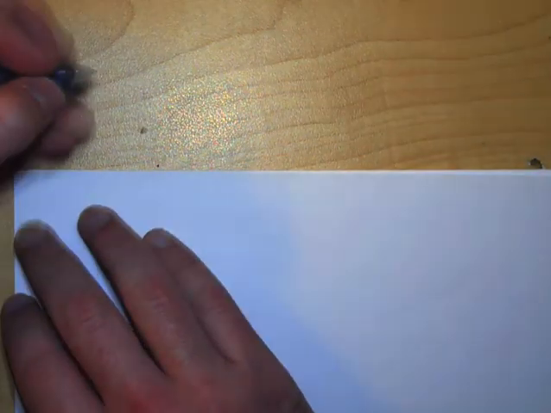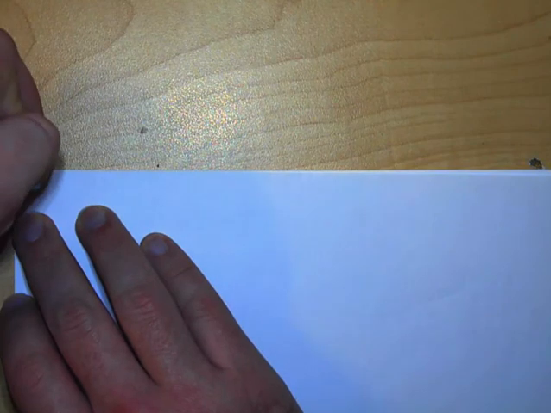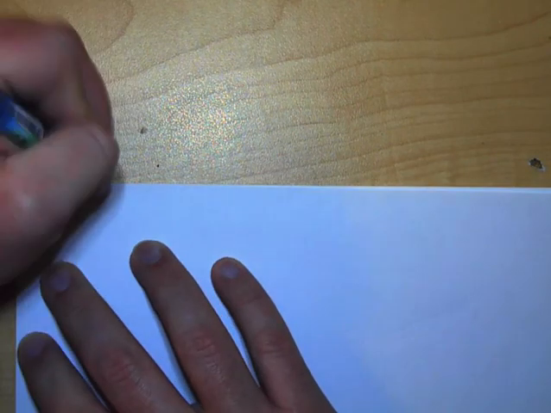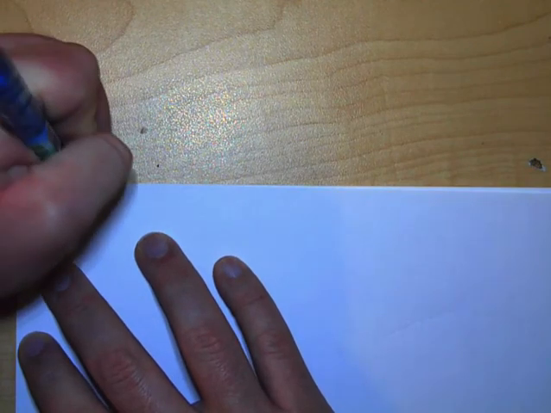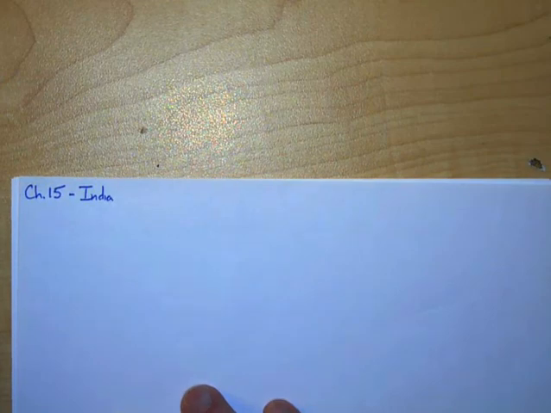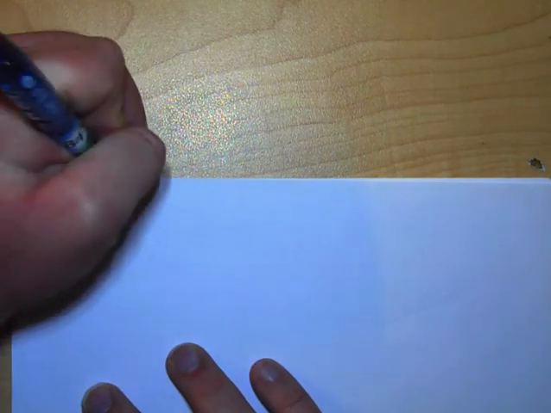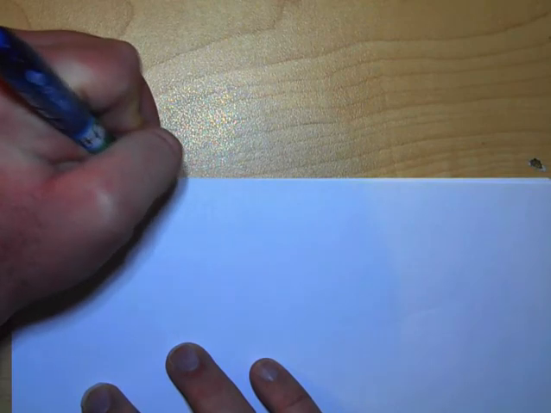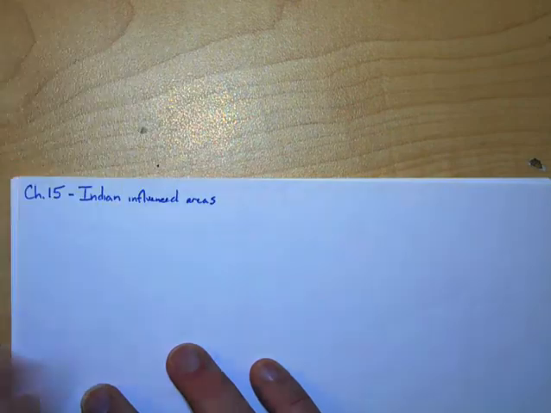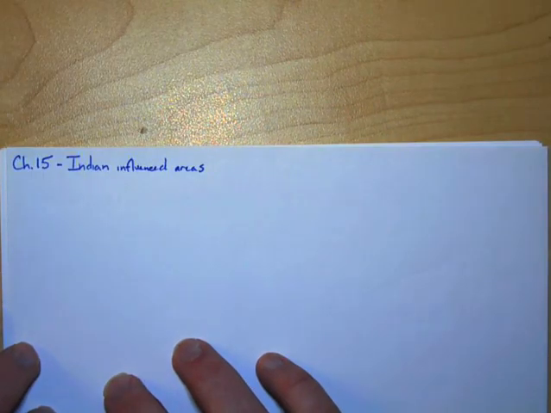All right, so in this video, this is our last video on chapter 15, which is on the Indian influenced area in South Asia. So today what we're going to look at are the Indian influenced areas, so areas that are influenced by India.